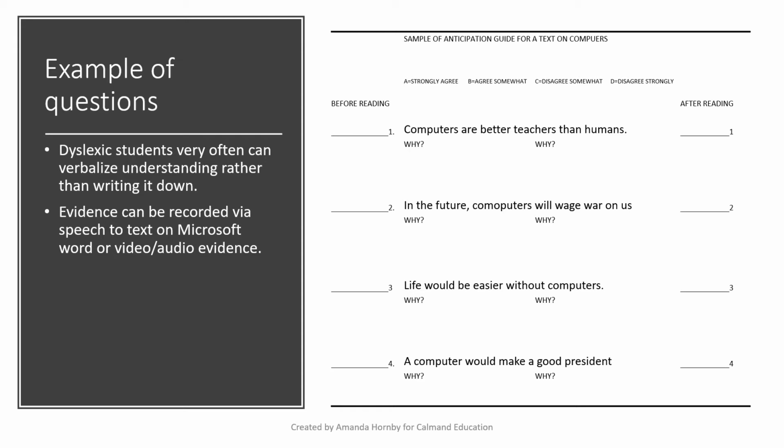So this is the example of the questions. A would be strongly agree, B agree somewhat, C disagree somewhat, D disagree strongly. What you'll find is that dyslexic students can often verbalise their understanding much better than writing it down. And you can create the evidence by recording speech to text in Microsoft Word or other software. And if they were happy to, you could sit and video the discussion just to prove that you have this evidence of understanding and learning from the activity.